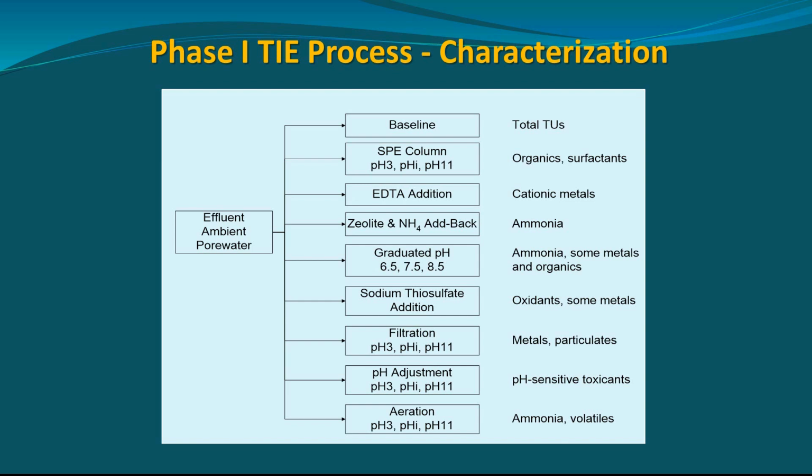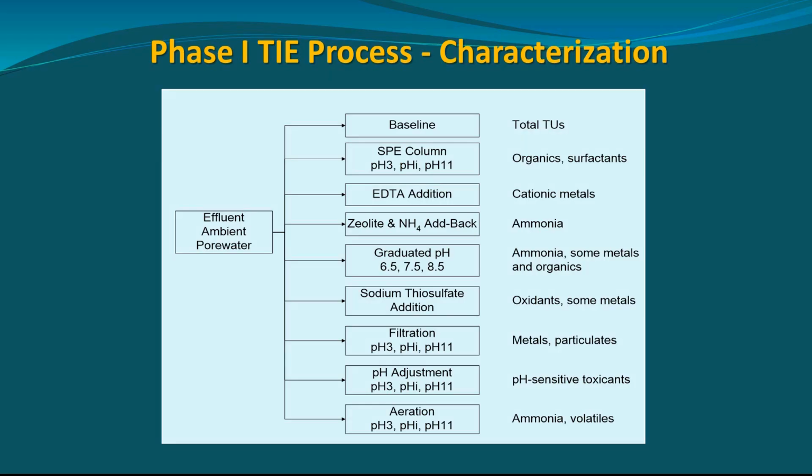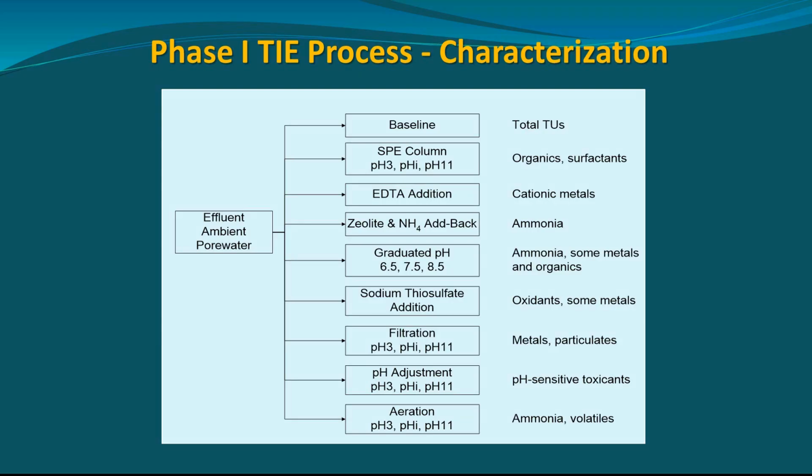So it shows you here pH manipulations, EDTA addition. So EDTA is a cation binder. Zeolite is for ammonia. So EDTA and sodium thiosulfate both affect metals. These two more affect ammonia. Filtration is another way to get at metals or particulate-caused toxicity. And these are other chemical classes. I would say these ones we use less. Some of these we use more than others.